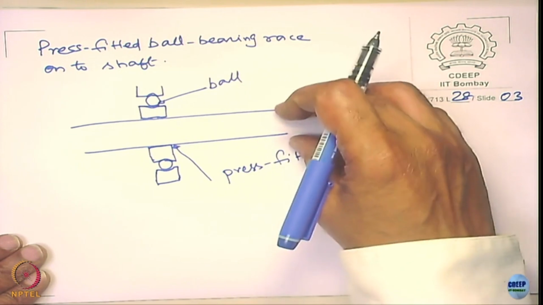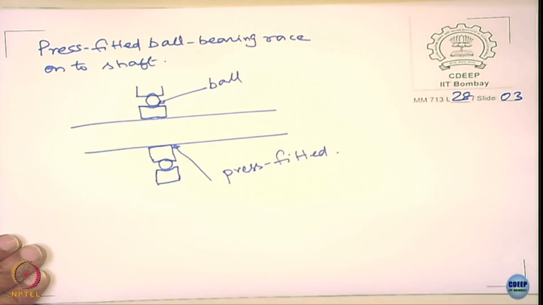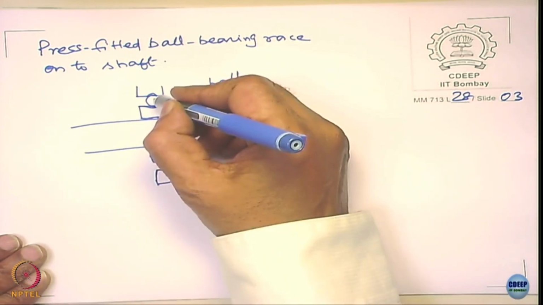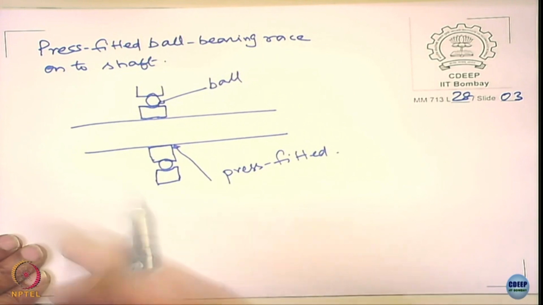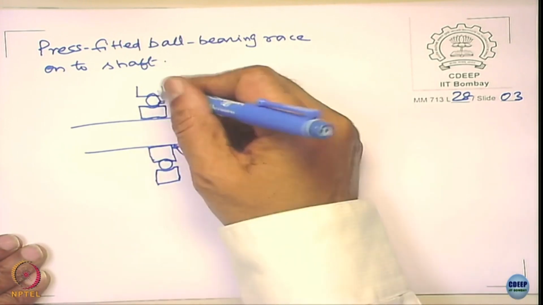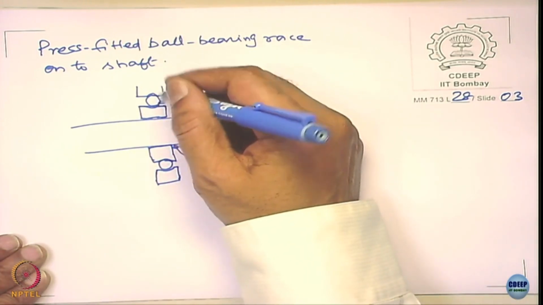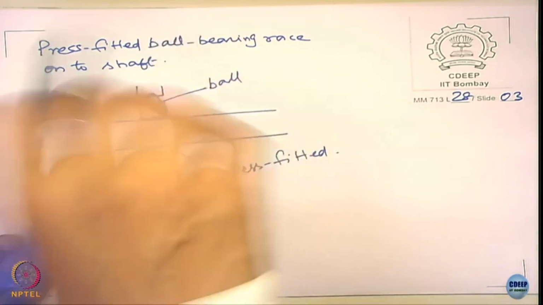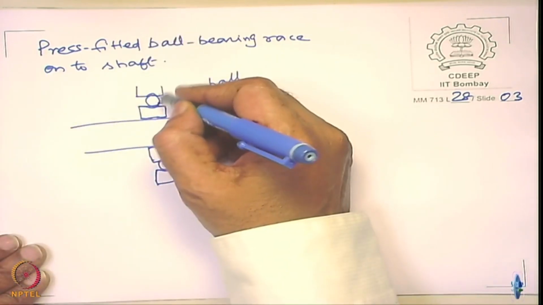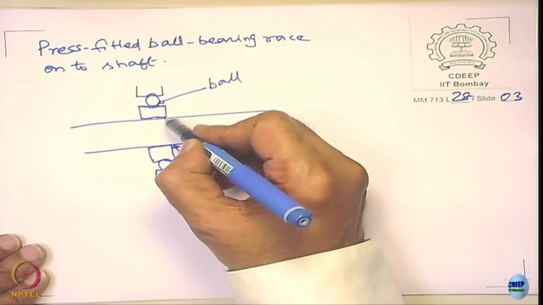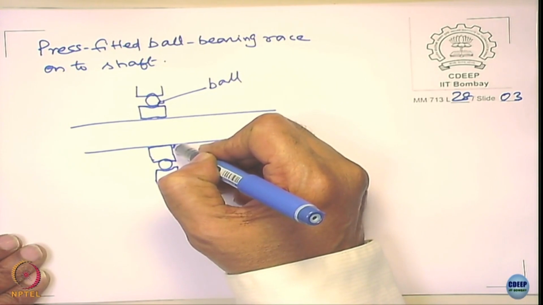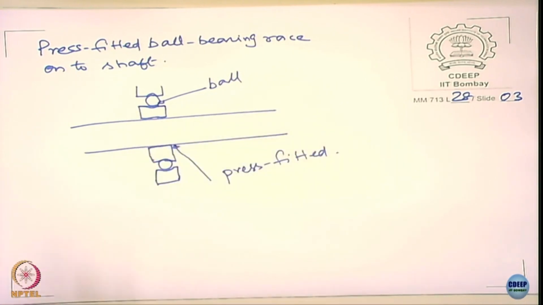So when this shaft rotates, what happens? The race starts moving, right? The whole race starts moving actually around the balls. Of course, the balls are located, they are not going to move from the place, but the race is going to move. But this press fitted place is supposed to be intact, it's not supposed to be loosened at all, but in practice it would happen.